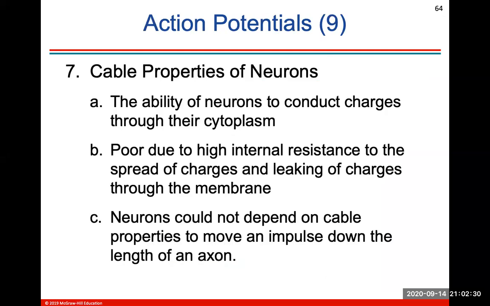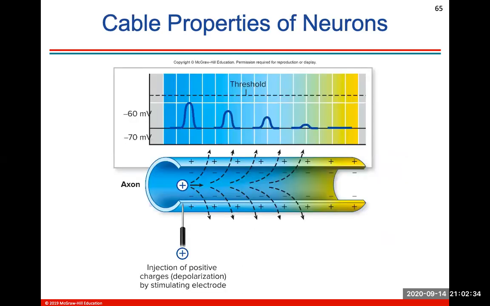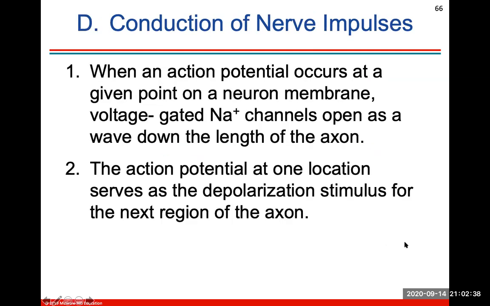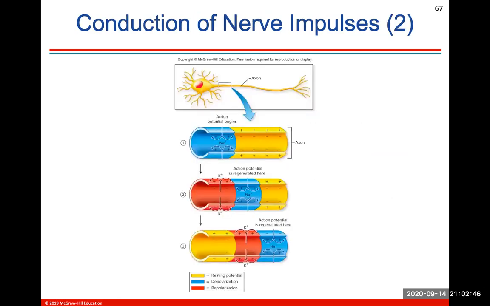Cable properties of neurons. Neurons can conduct charges through their cytoplasm. I'm going to just kind of skip over these slides for now. I really want you to understand the action potential and really what channels open and close during that. More conduction of nerve impulses, showing the direction of where the action potential will travel down.